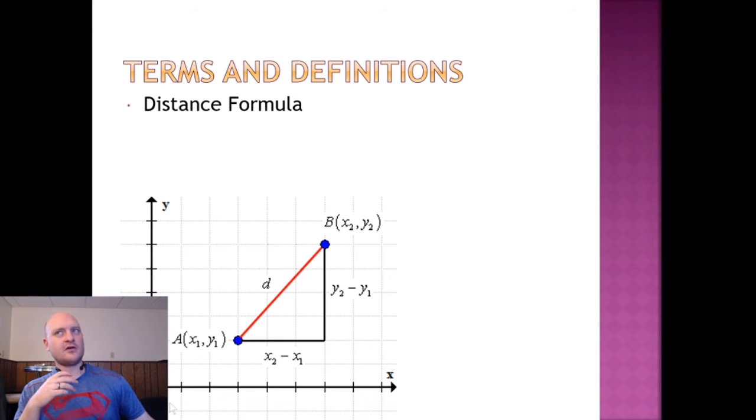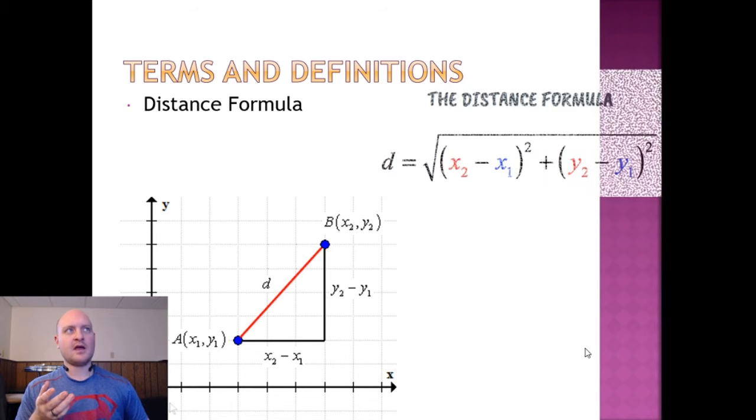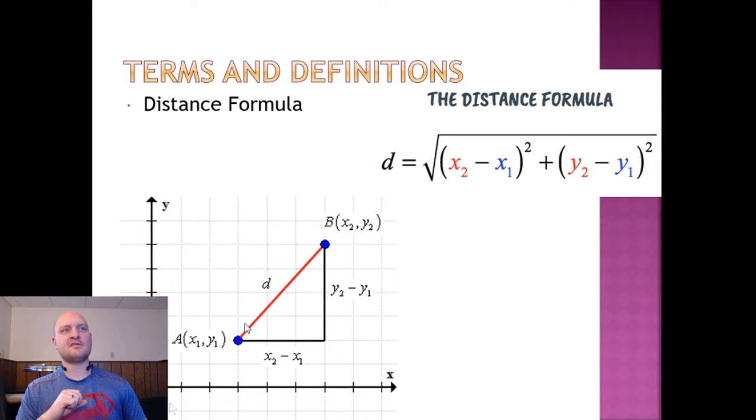Alright, so the only term to define here is the distance formula, which is a rearrangement of the Pythagorean theorem, and it looks like this. The distance between A and B is defined as the square root of (x2 minus x1) squared plus (y2 minus y1) squared. You'd plug in your numbers and solve what you get left over. It's actually really straightforward. Let's try it out on the next slide.